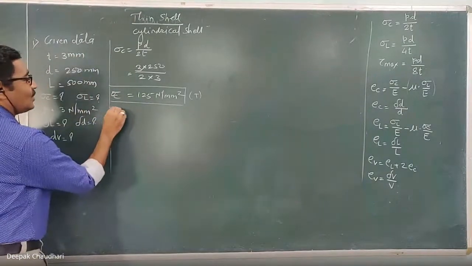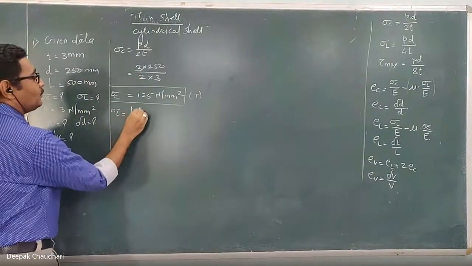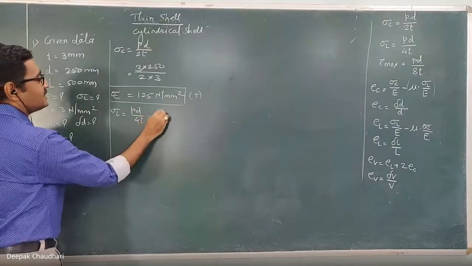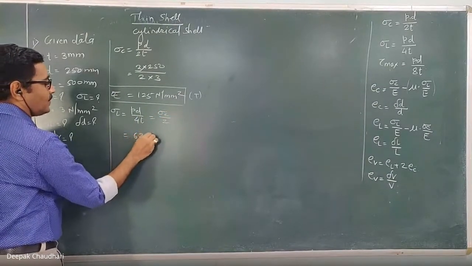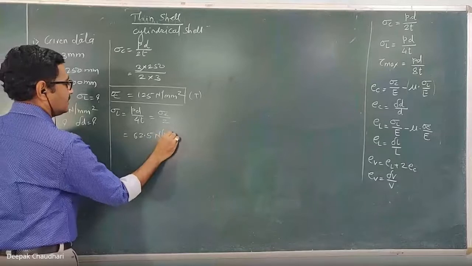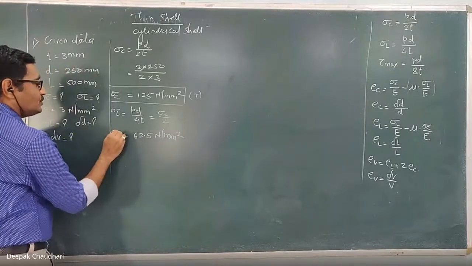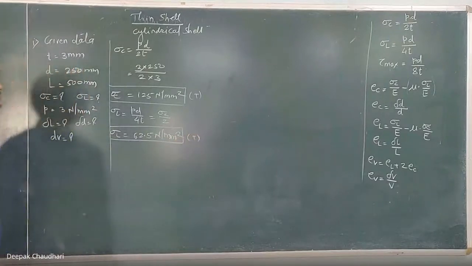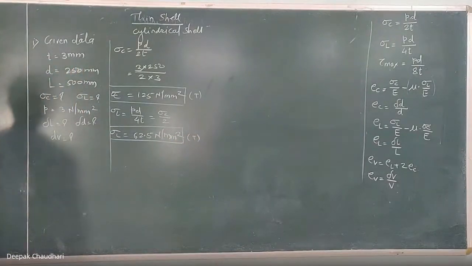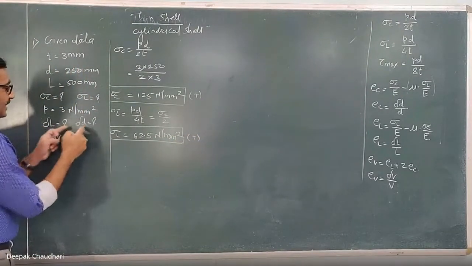Then the longitudinal stress equals PD upon 4T. Actually it is half of the circumferential stress, which is equal to 62.5 Newton per millimeter square. This is the longitudinal stress, and its nature is also tensile. Now we have to calculate the change in length, change in diameter, and change in volume.